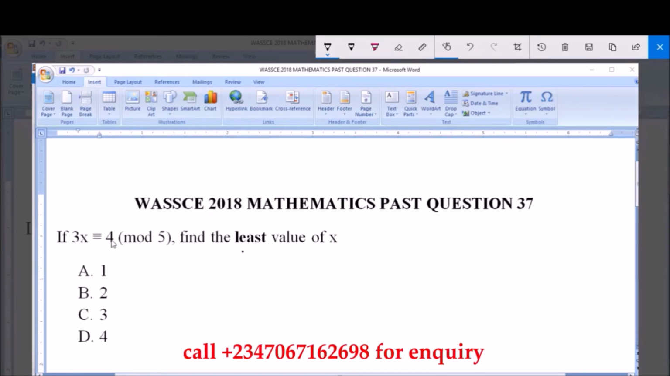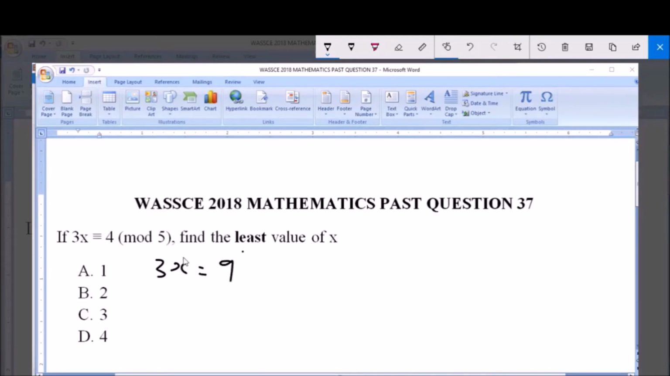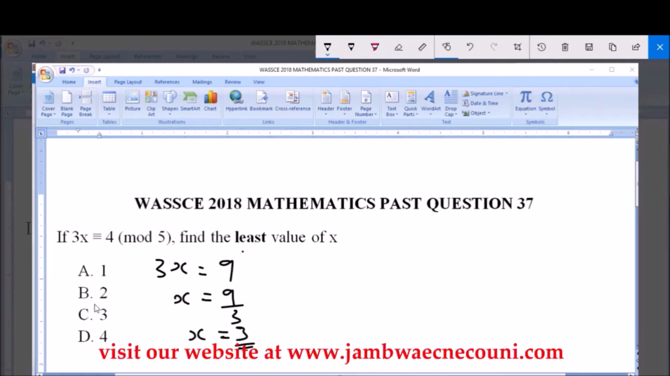Now, this can be expressed as 3x equals 9, because it's 4 mod 5. So 4 plus 5 will give us 9, since it's in mod 5. And from here we can say x is equal to 9 all over 3, and x is equal to 3. So the least value of x is 3, and that is option C. So that is the answer to this question.